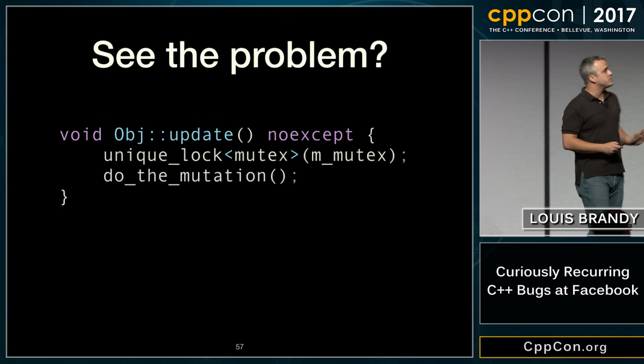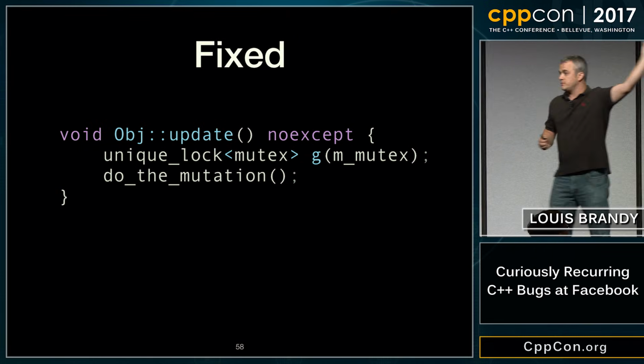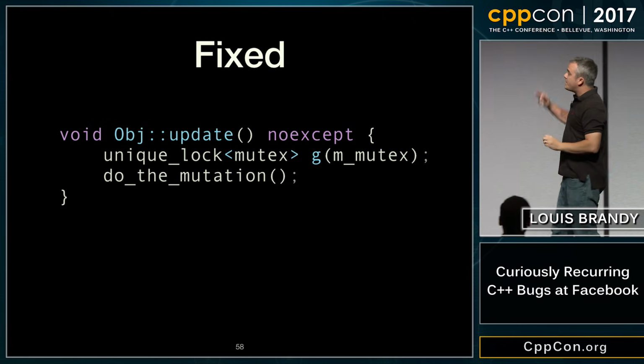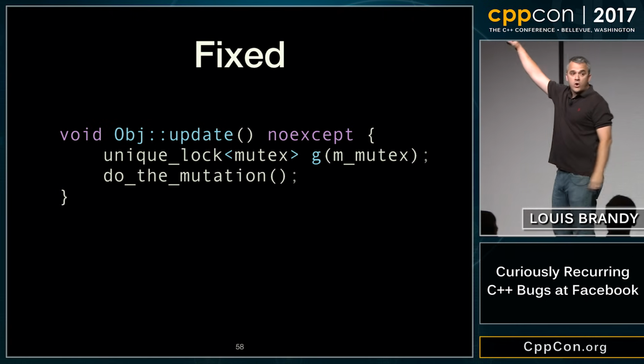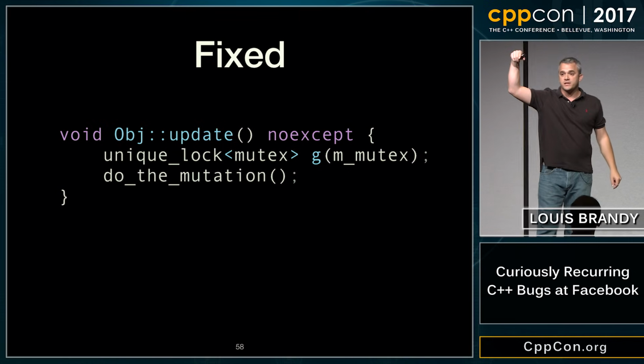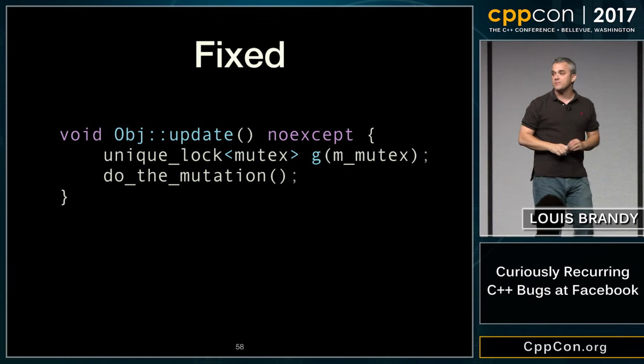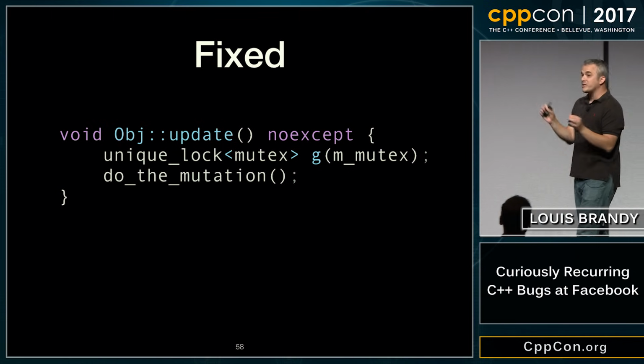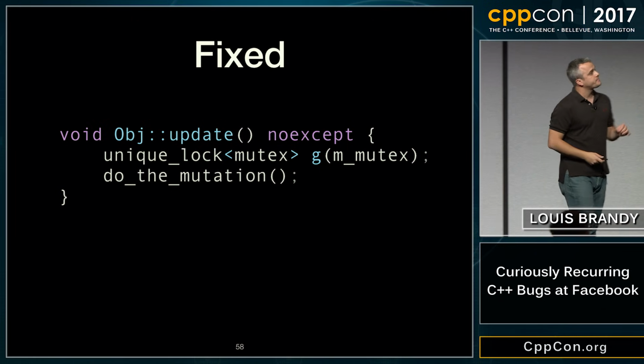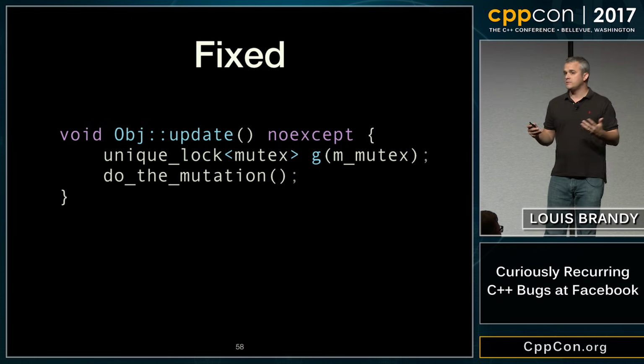And the fix is super easy. You've seen it a million times. You have to name the lock guard. You have to give it a name. Now, this is a unique lock named g, whose construction locks the mutex and whose destruction unlocks the mutex. So your code is now protected by a lock guard, right?